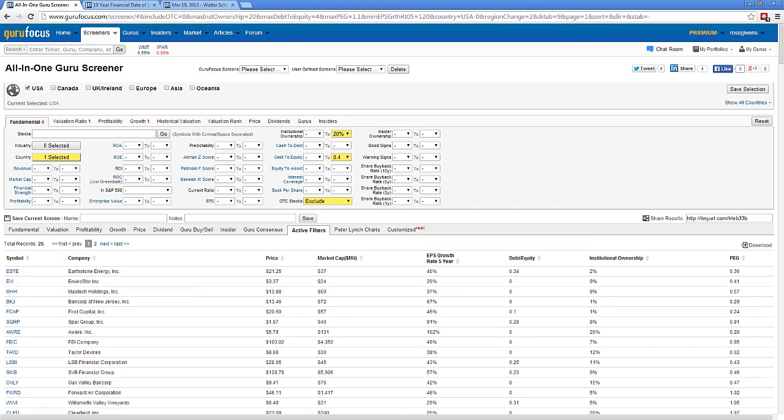Greg, yeah, all metrics, all fundamental data exports to Excel and can be downloaded.